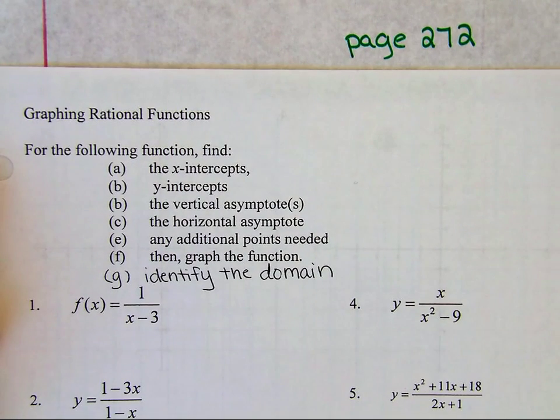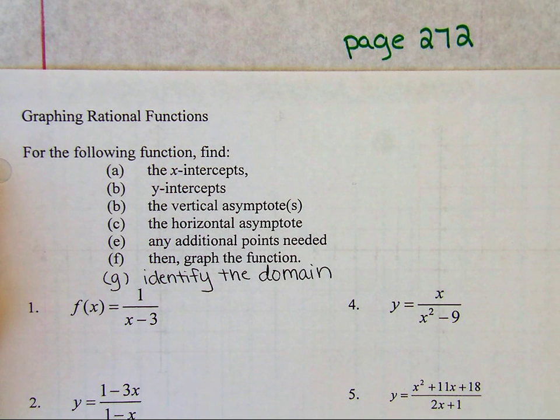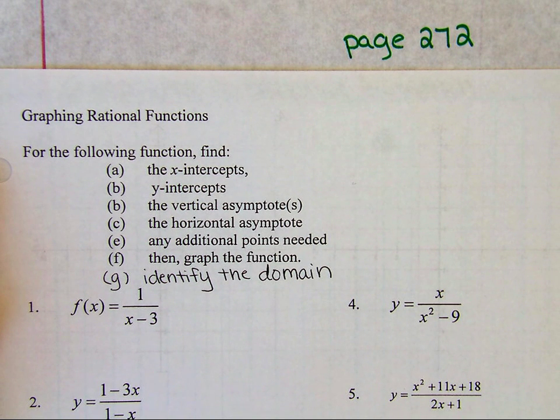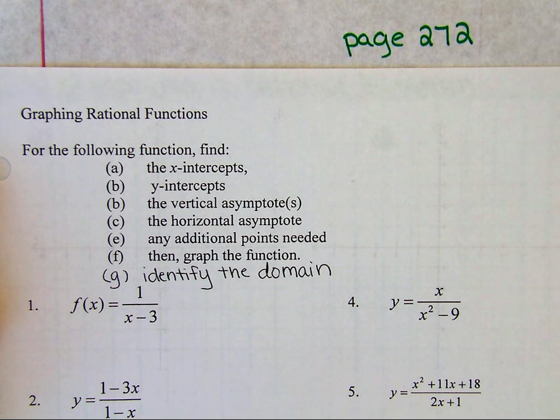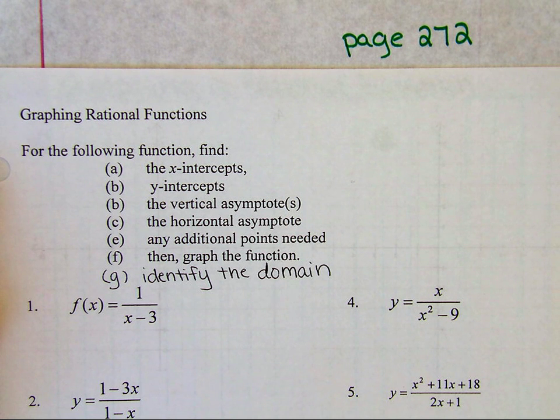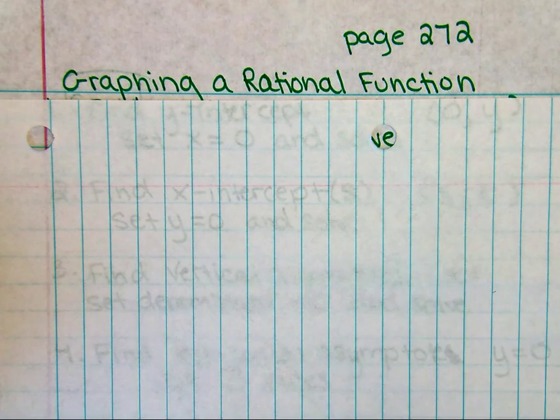how to graph. You're going to have to find the x and y intercepts. Then you'll have to find the vertical and horizontal asymptotes, and we just talked about those. Then you are going to have to decide, do I need any additional points to graph it? Then I'll actually graph, and then the last thing is I'm going to identify the domain. So you have quite a few steps to go through for these problems. But let's make sure we remember how to do all this stuff.